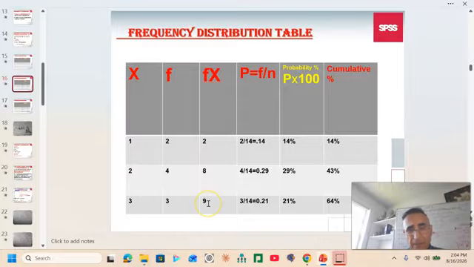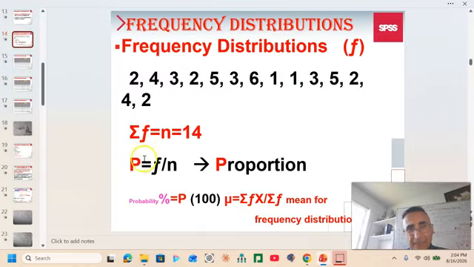So fx will be... you might ask, why do we use fx? If you have a distribution like this and you want to calculate the mean, you need it. Right here, it says mean in red at the bottom is sum of fx divided by sum of f. Mean for frequency distribution only. We know that mean is average, and when you have a bunch of numbers like those, all you have to do is add them up and divide by the total, which is 14, sum of f or n.